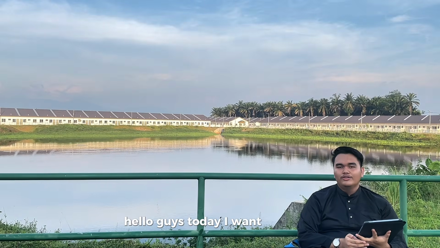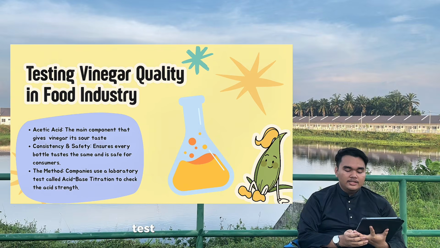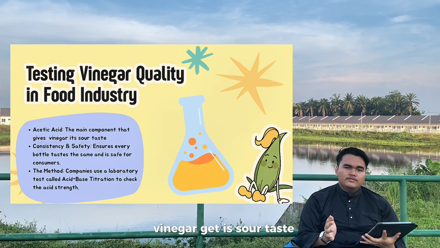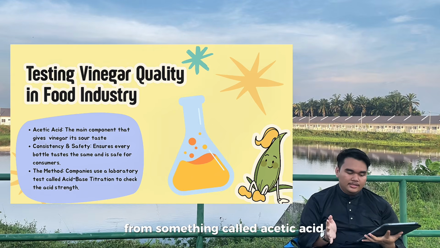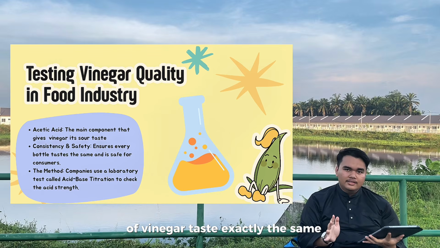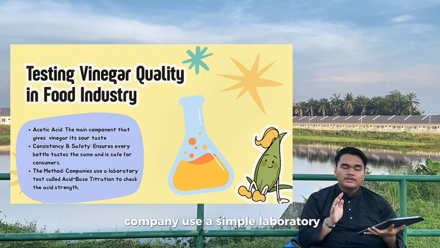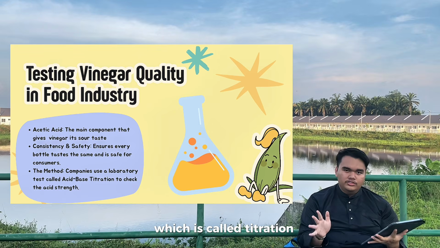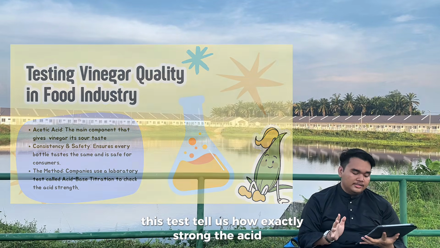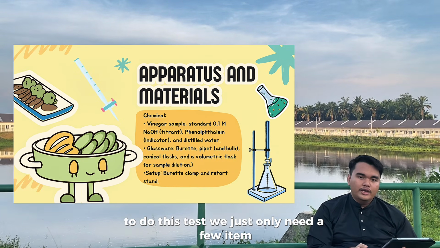Hello guys, today I want to explain about my part, which is how food companies test the quality of their vinegar. Vinegar gets its sour taste from something called acetic acid. To make sure every bottle of vinegar tastes exactly the same and is safe for the customer, companies use a simple laboratory test which is called titration. This test tells us exactly how strong the acid is. To do this test, we only need a few items.